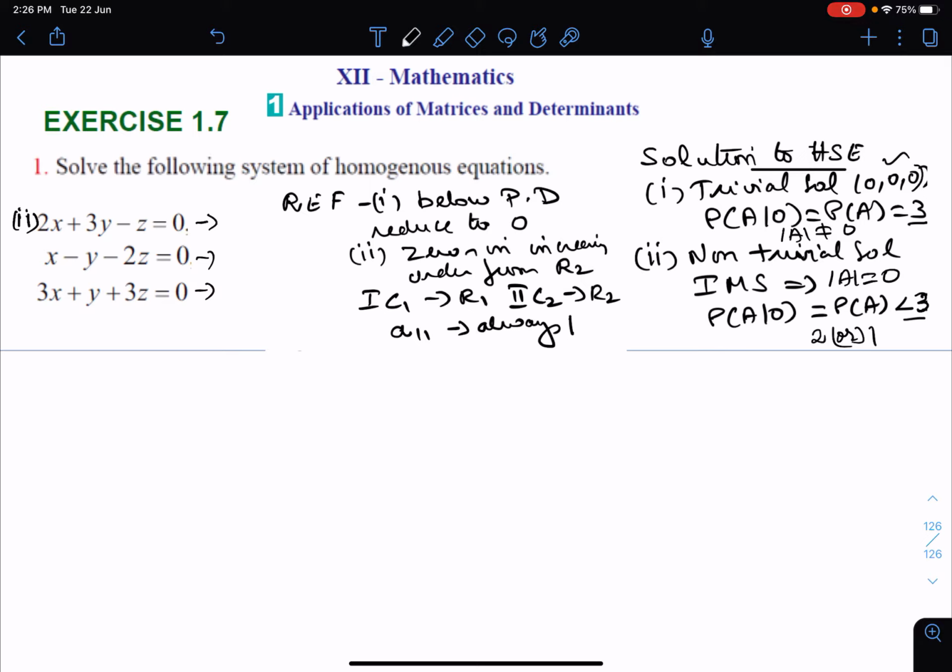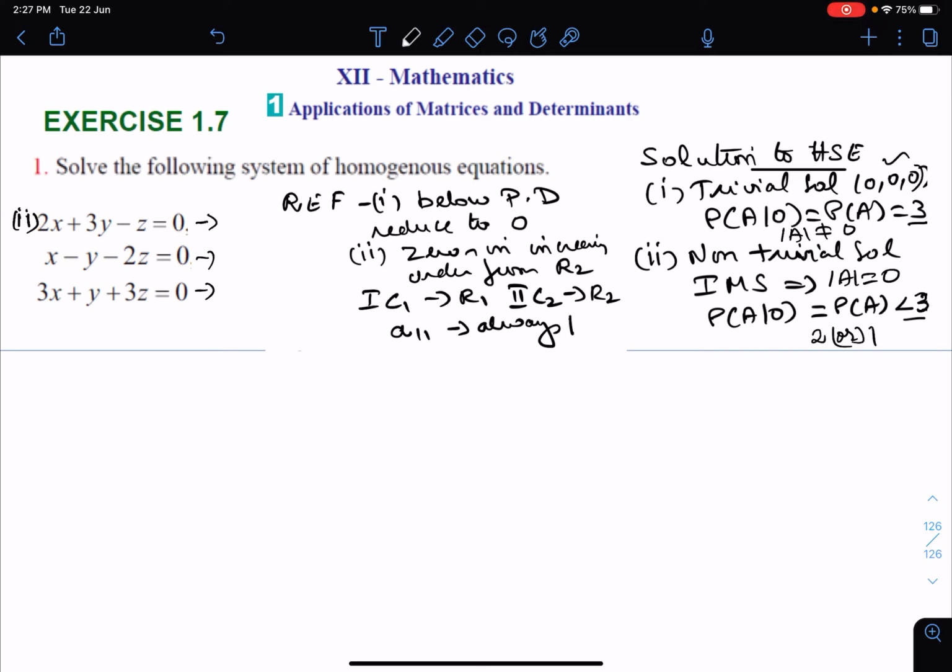One is the trivial solution. When will you get the trivial solution? When the rank of the augmented matrix [A, O] is equal to the rank of A, equal to the number of unknowns, 3. The second type is the non-trivial solution, that is, infinitely many solutions. Further, the condition is rank of [A, O] equal to rank of A, but it will be less than 3. It can be 2 or 1.